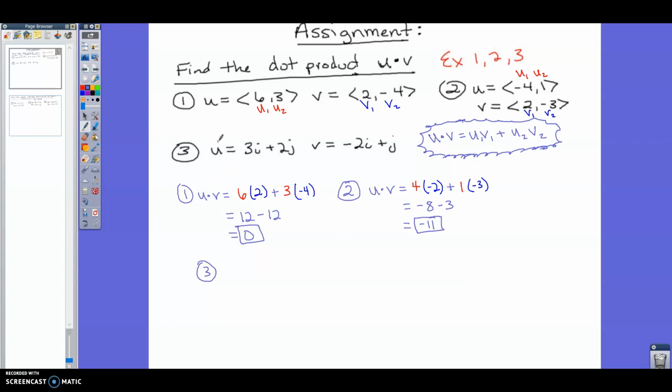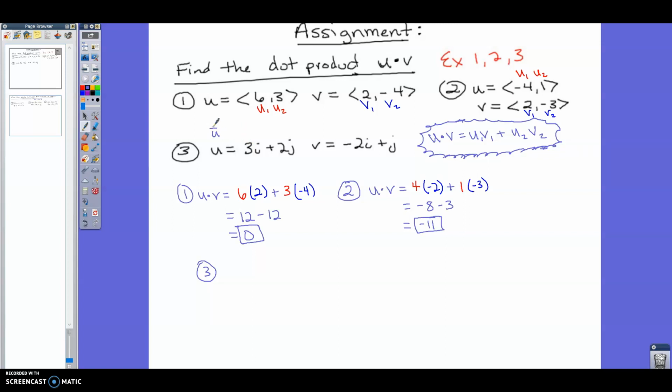Okay, now number 3 is very similar. The only difference is here they give it to us in component form. But remember, they gave it to us in standard form. So if you want to convert it to component form, which looks like this, you can. Or you can just go with what they gave you by looking at the coefficients.